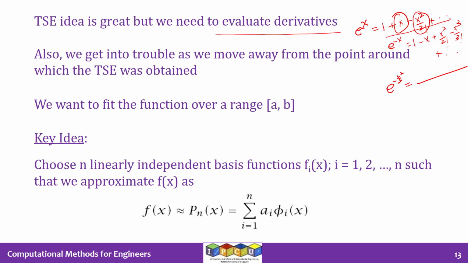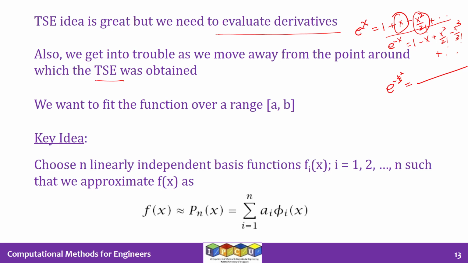And we also notice one thing. We will get into trouble with the approximation as you move away from the point around which the Taylor series expansion was obtained. So in our example earlier, as you move away from x is equal to 0, you're going to get into trouble. That means we require more and more terms to be retained in the model, etc. So the Taylor series expansion, even if you take the pain of evaluating the derivatives, the accuracy will be lost as you move away from the point around which the Taylor series expansion was obtained.